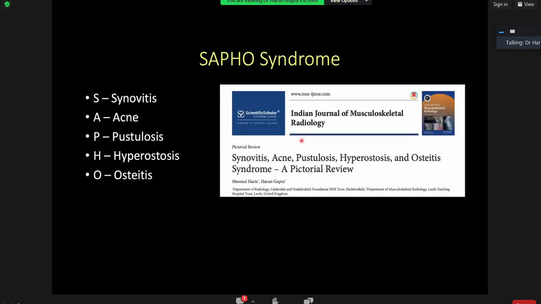If you want to read more on the SAPHO syndrome, there is an article in the Indian Journal of MSK Radiology. It is freely accessible, so you can just Google SAPHO IJMSR and you will get it. I was one of the authors of it, so you should be able to get it.